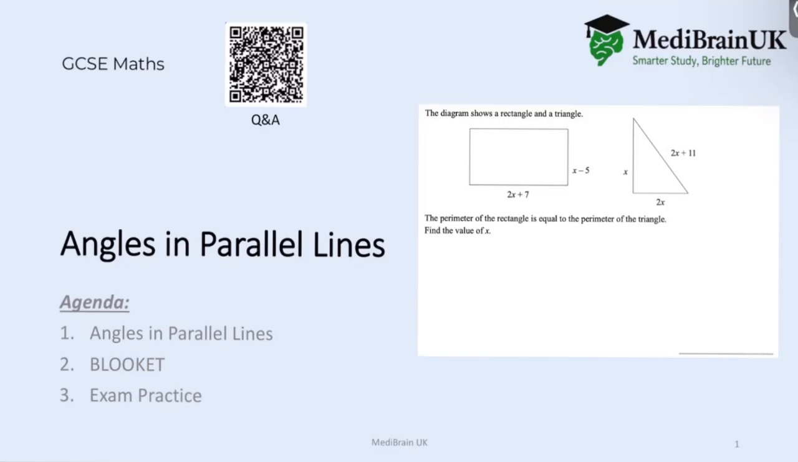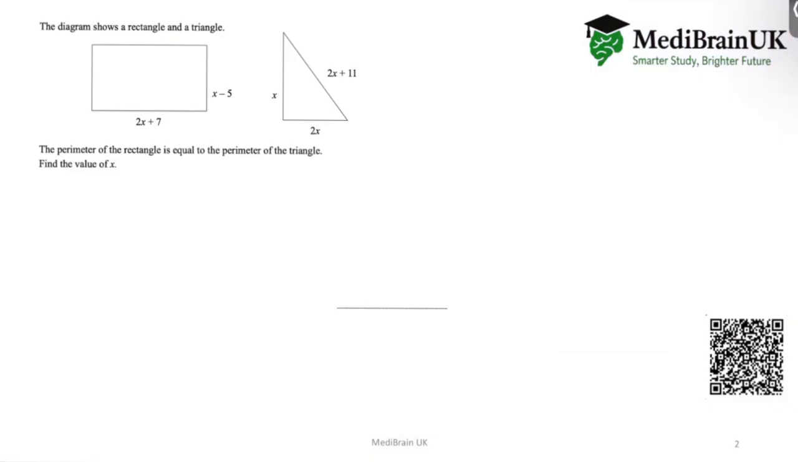So I put this question up on the screen. This is a starter question from what we did in our last Year 9 and 10 lesson, which was a couple of weeks back. We were looking at forming and solving equations. So we're going to go through this question first, and I am going to work it out on the screen now. Okay, so it says the diagram shows a rectangle and a triangle.